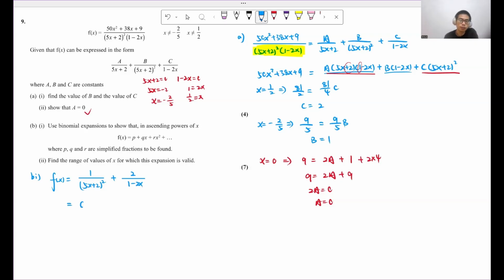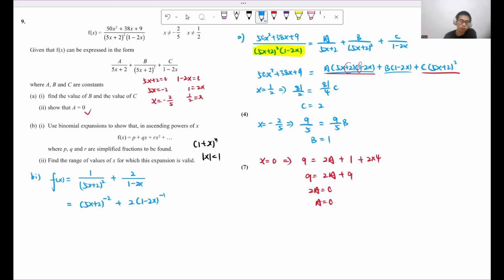And then that would be (5x + 2)^(-2) plus 2 times (1 - 2x)^(-1). And then to expand the first one, remember the formula is (1 + x)^n, and modulus x has to be less than 1 for the value to be valid. So we need to make it 1, not 2.